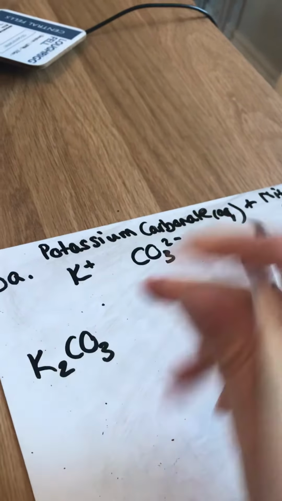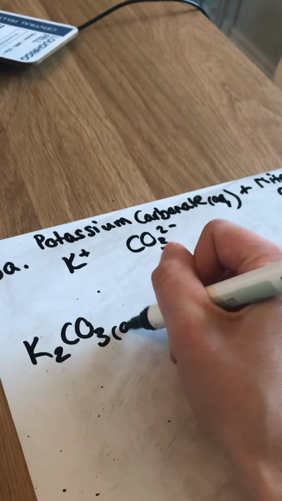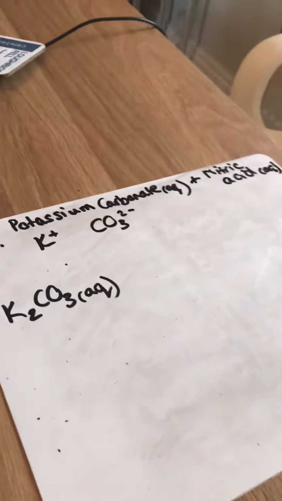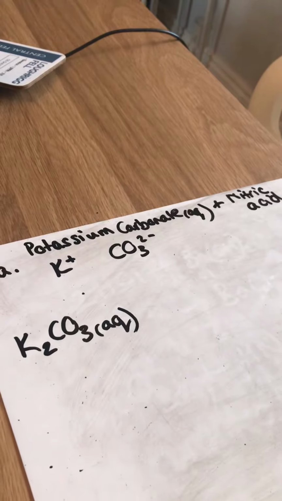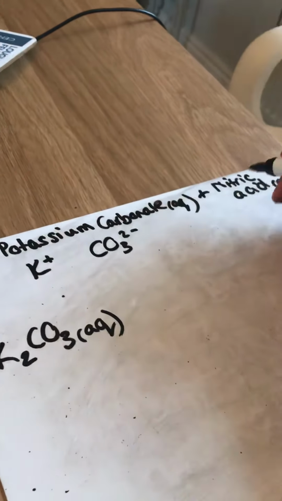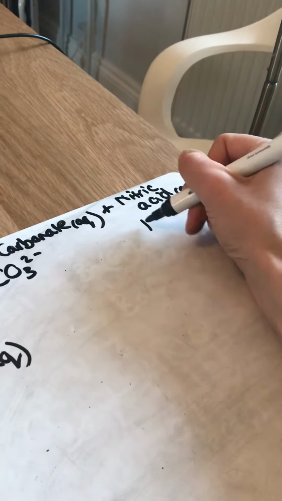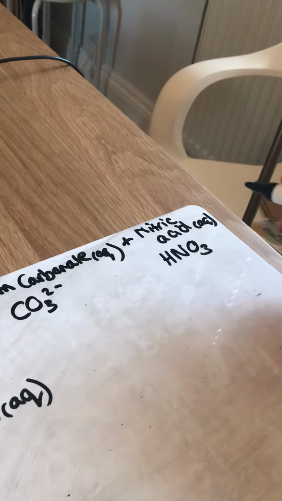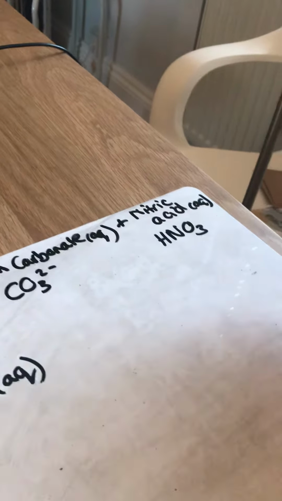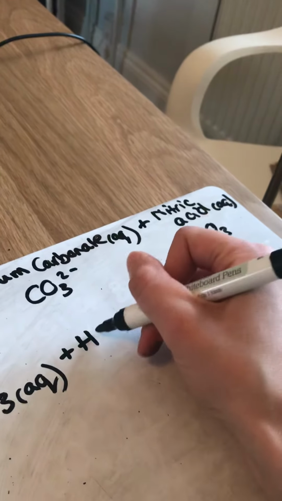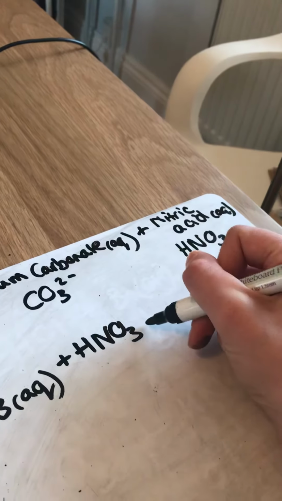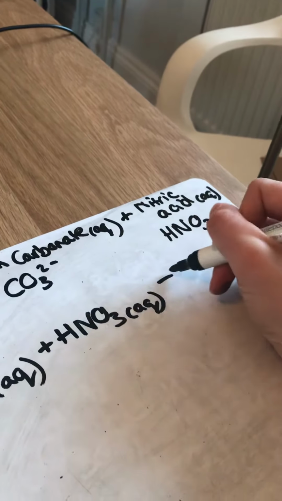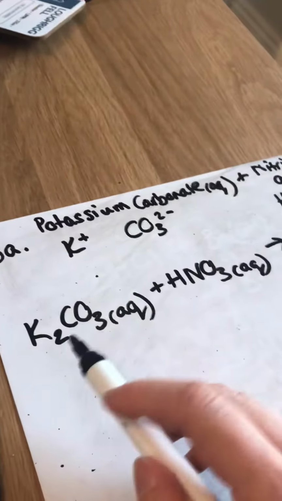K2CO3. Now I know that this isn't the ionic equation to start with. I'm actually going to show you the way I would do it. I do the full equation and then I simplify it to the ionic equation. Nitric acid is another one that you should know. Another of the acids you need to know: sulfuric, nitric and hydrochloric. That is HNO3, so we're going to put that in as well. HNO3, aqueous.